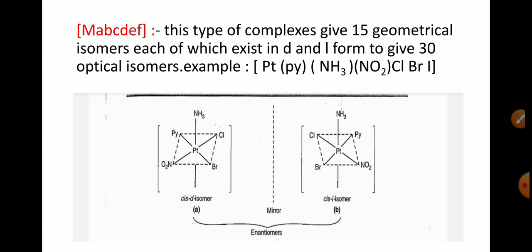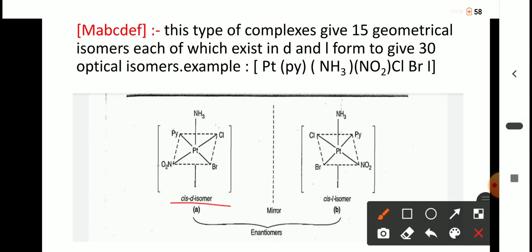Each one shows optical activity. Each one has a pair of enantiomers. Therefore, we get 30 optical isomers. For example, one example is here. Platinum, which has pyridine, ammonia, NO2, chlorine, bromine, iodine ligands. It has optical activity. These are a pair of enantiomers. One isomer is dextrorotatory and another one is levorotatory.